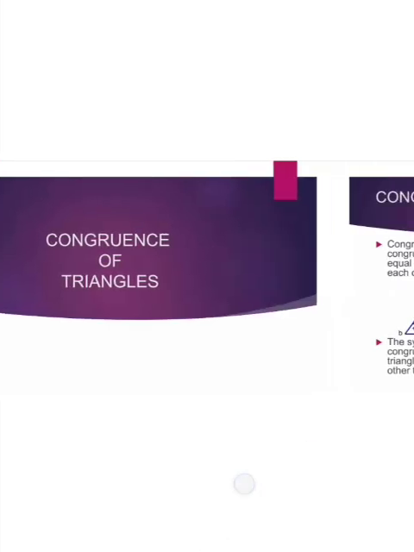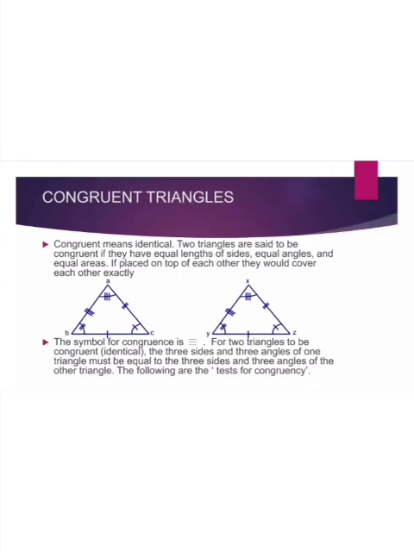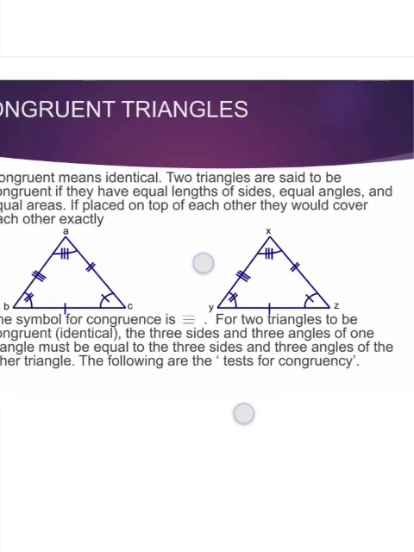Congruence of triangles. Congruent triangles. Congruent means identical. Two triangles are said to be congruent if they have equal lengths of sides, equal angles, and equal areas. If placed on top of each other, they would cover each other exactly. The symbol for congruence is shown there.